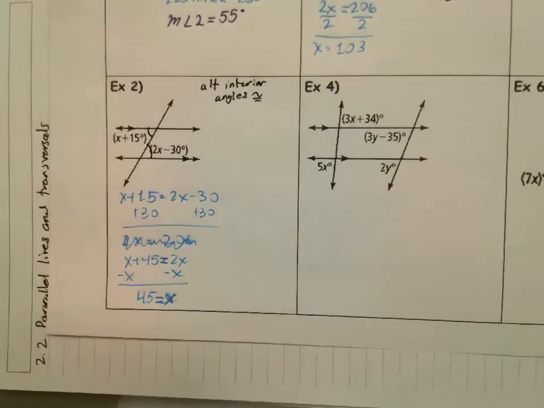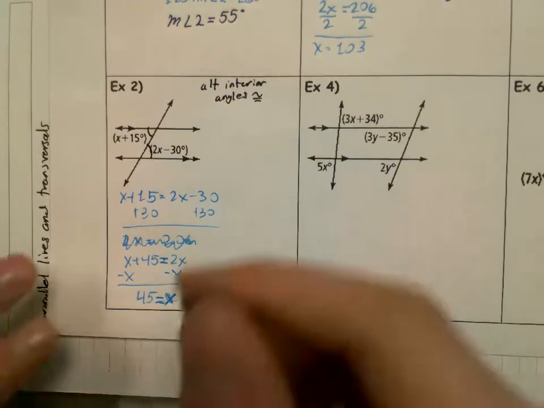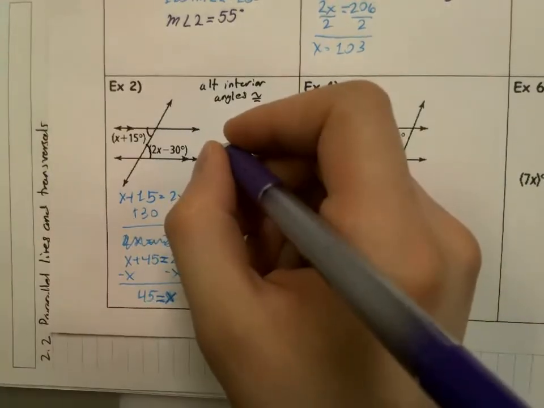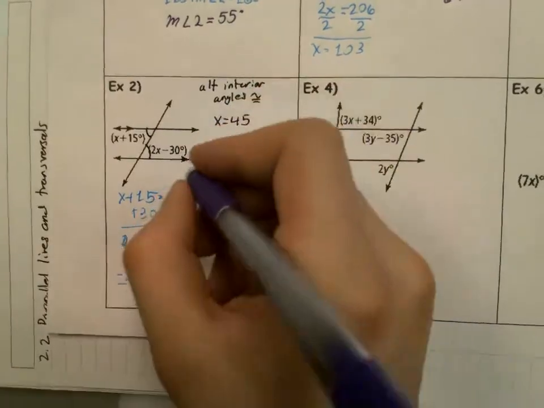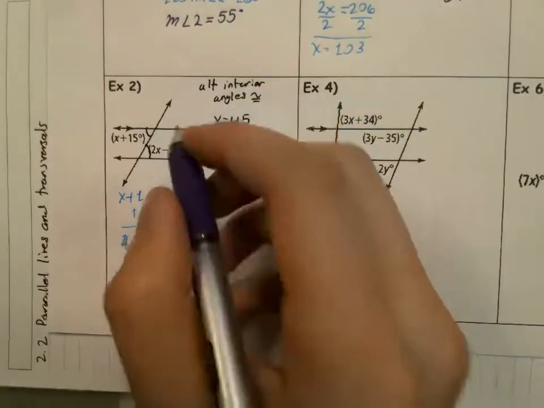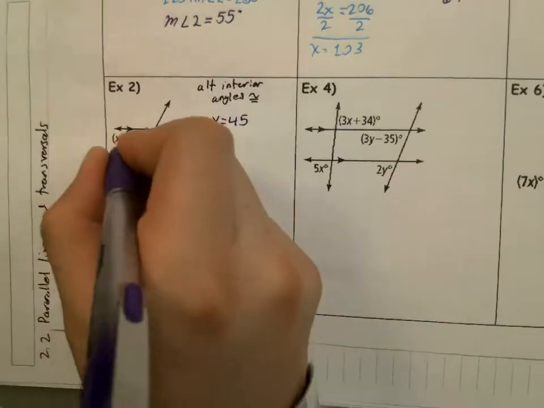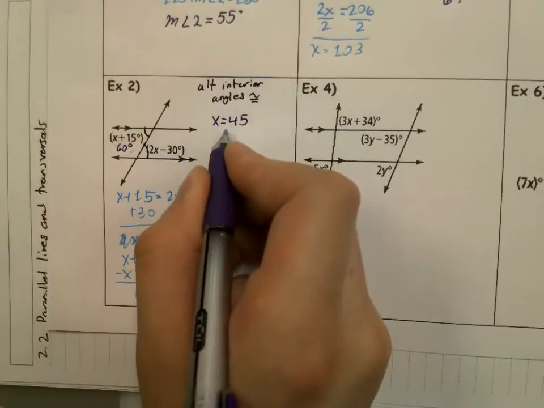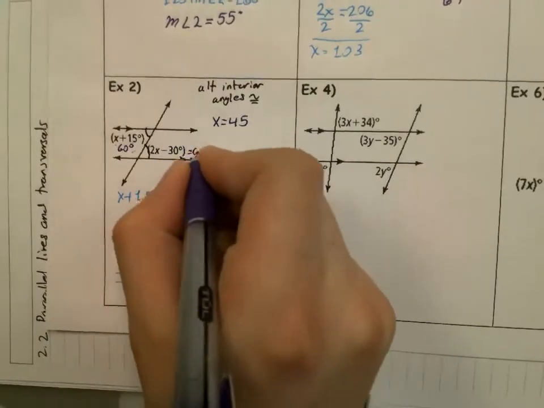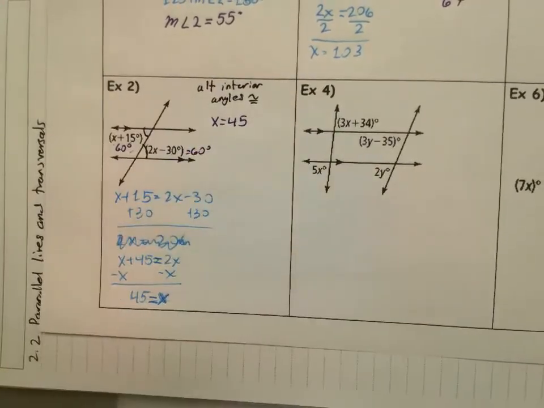Okay? Now, from there, we know that x equals 45. We plug it into here. So x plus 15 is 60 degrees. 2 times 45 is 90, minus 30 is 60 degrees. And they better be the same. If you plug it in and don't get the same angle, you messed up somewhere. Double check your work. All right?